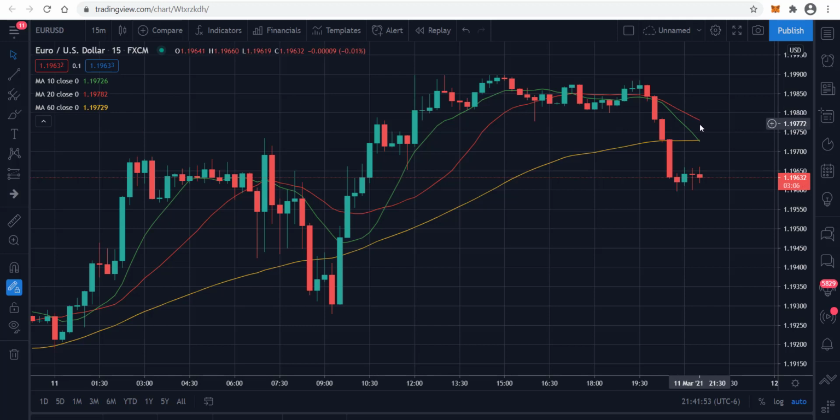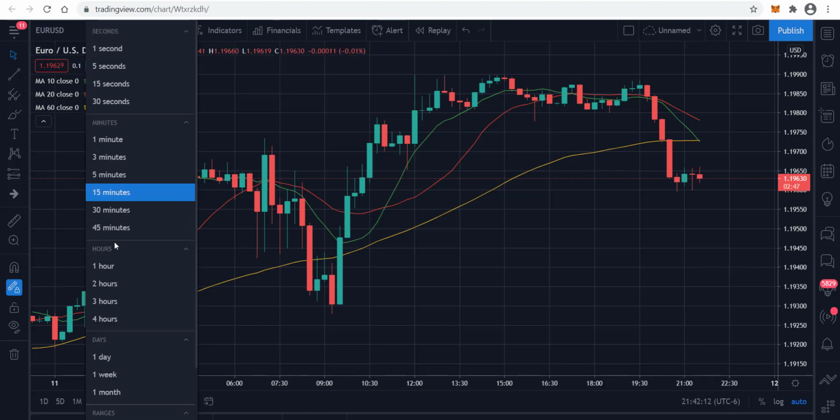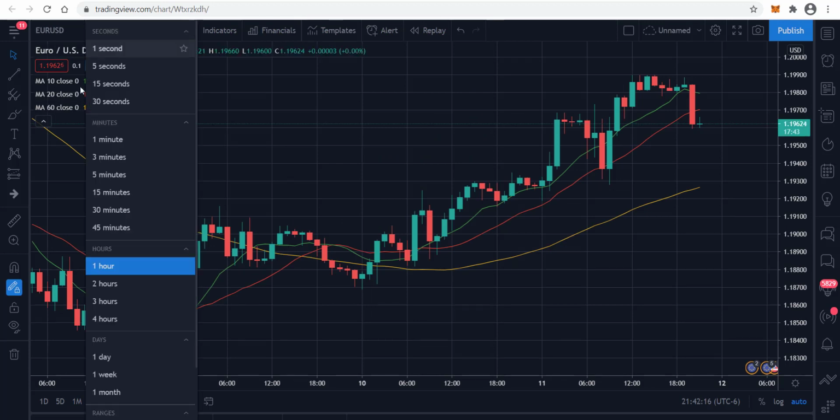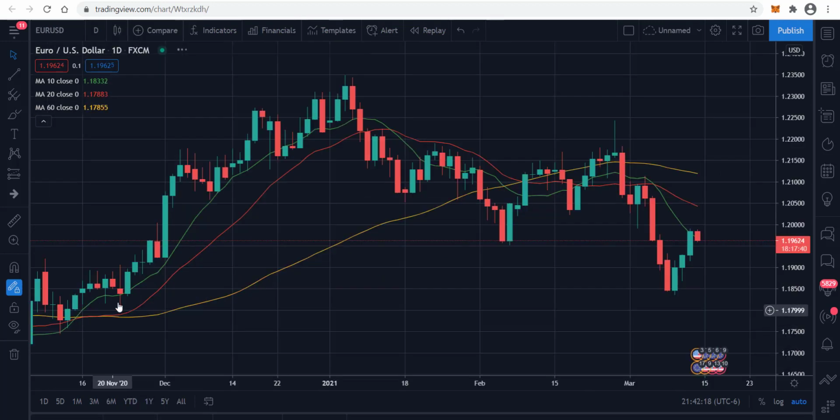So at the 15-minute level, we also have a little bit of congestion with the 60 and the 10 being out of order. This 10 is slightly higher than the 60, and the 20 is above both of them. So this did look very bullish at the 1 hour level, and at the day level, it's looking very bearish.